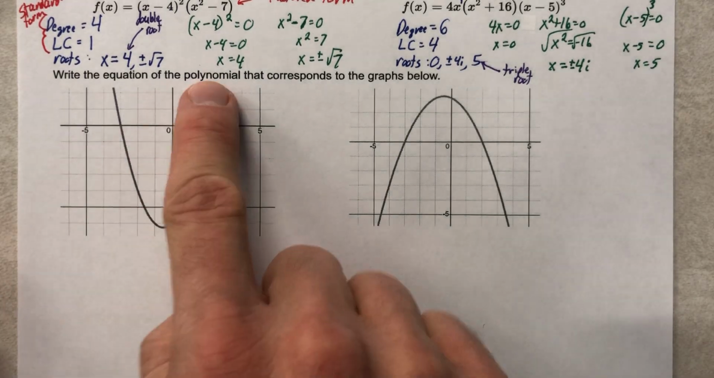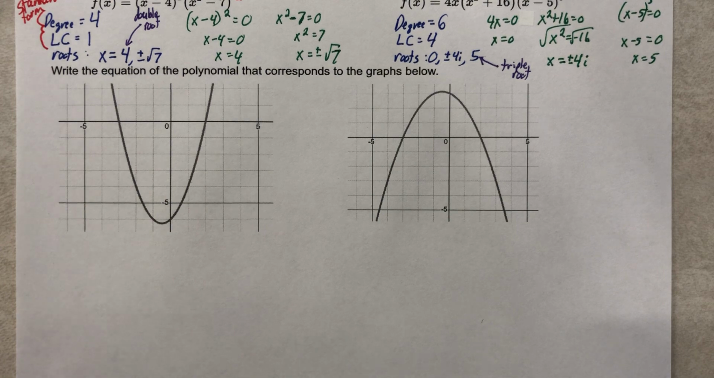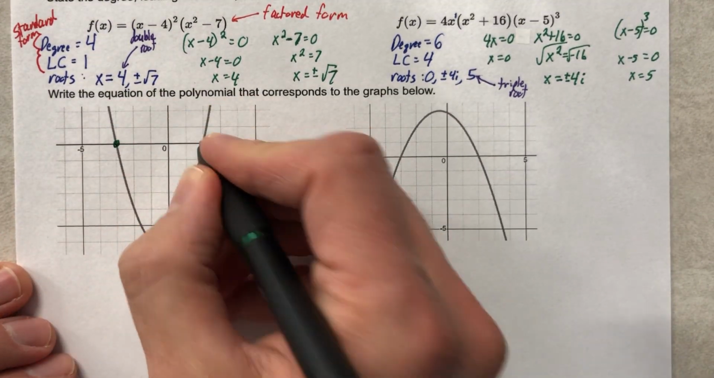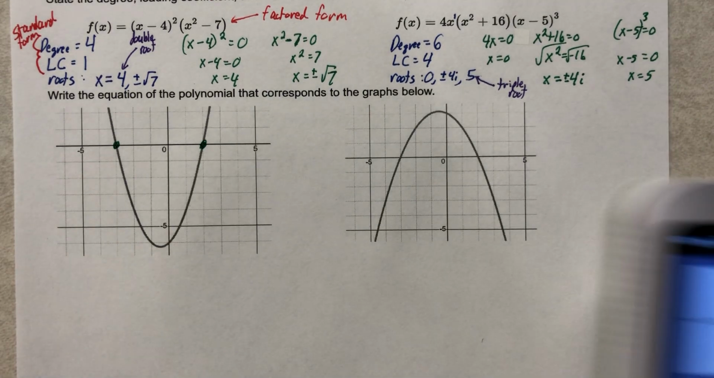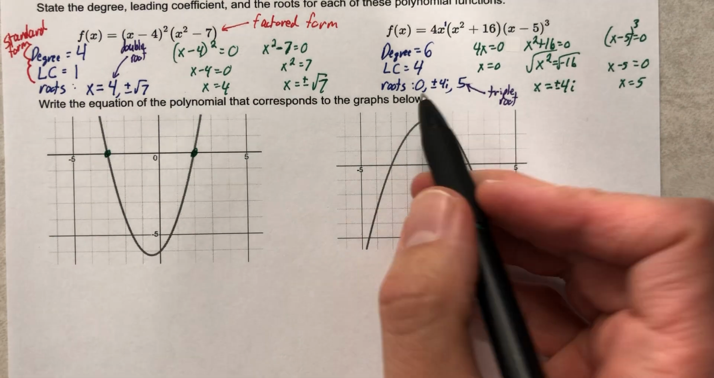We are going to write the equation of the polynomial that corresponds to the graph. Okay, I think one of the best places for us to start is going to be here and here. These are our x-intercepts. This is the same idea we just had on the previous problem, where we would be able to identify the roots.